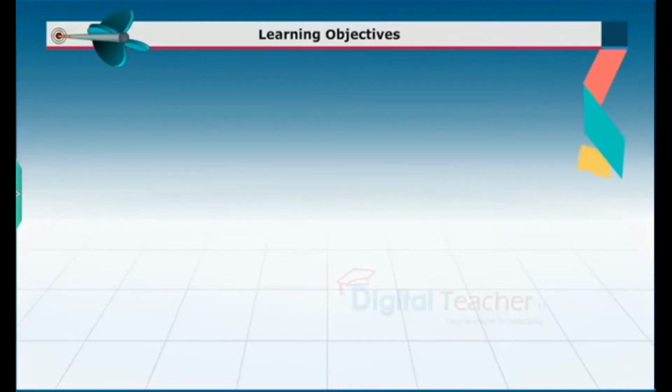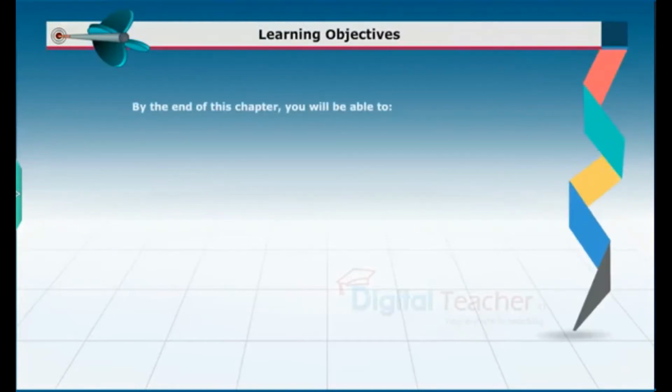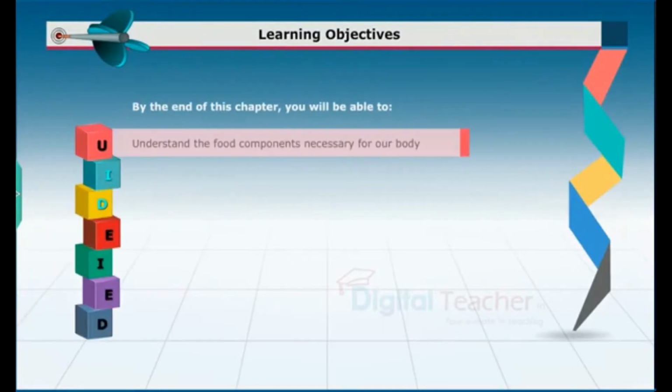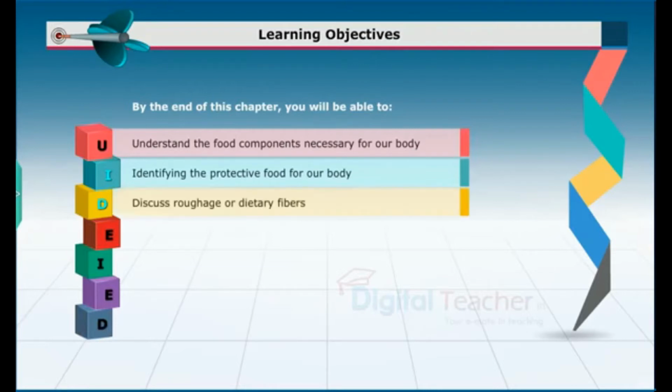Learning objectives. By the end of this chapter, you will be able to understand the food components necessary for our body, identify the protective food for our body, discuss roughage or dietary fibers, and explain the sources of roughages.